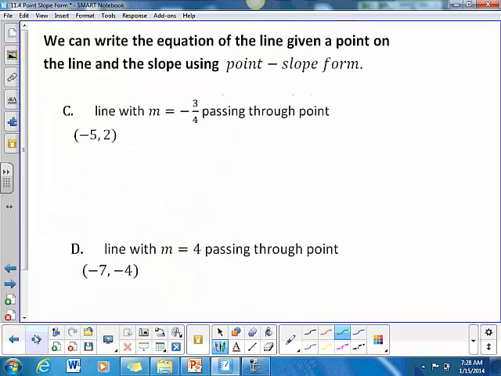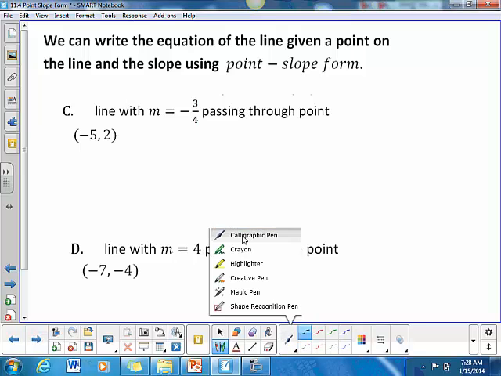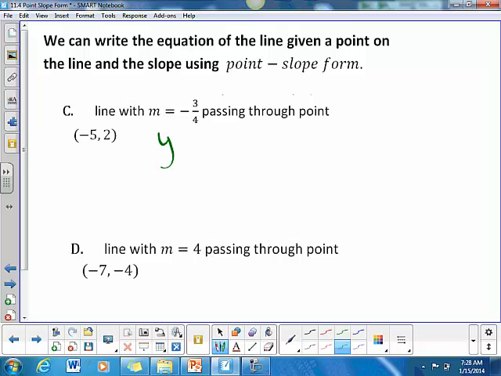All right. We can write the equation of a line given a point on the line and the slope using point slope form. So we're going to take a point and the slope and write an equation. Basically we're going to do the backwards of what we just did in the first two examples. So remember, I want to model the equation y minus y1 equals m times the quantity x minus x1.